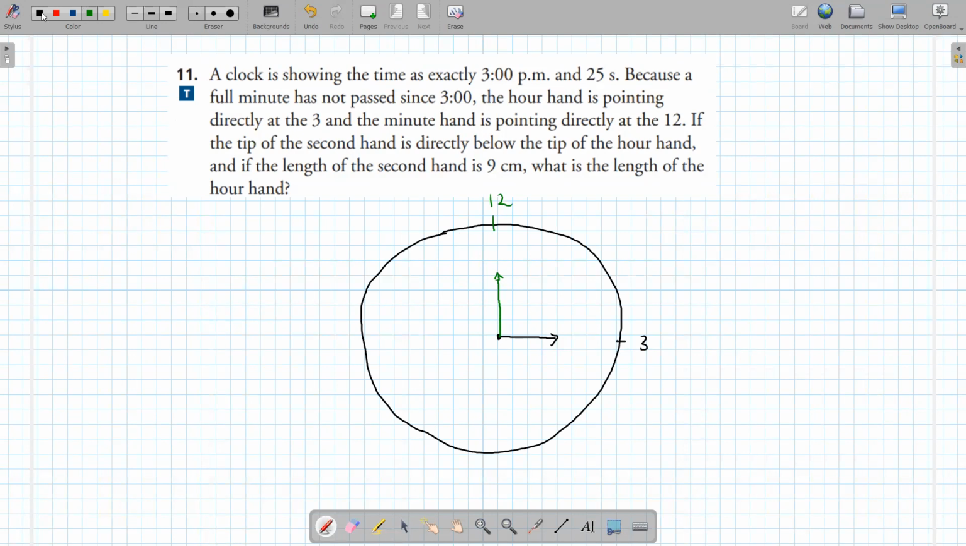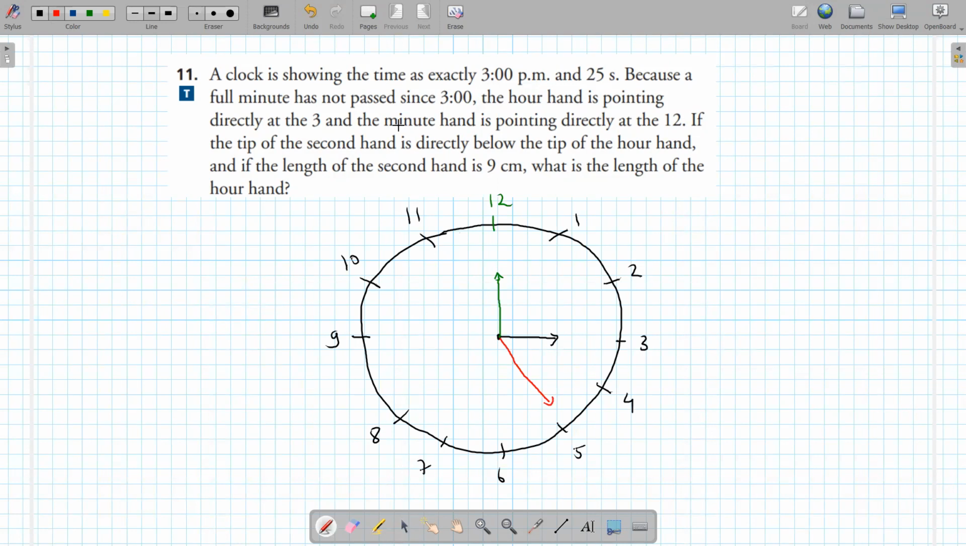So where's the second hand here? Which number should it be pointing at? Because I don't see a 25. What do you think? Does it point at 5? It does point at 5, so there you go. So the second hand is pointed at 5, like that. And that's the longest.